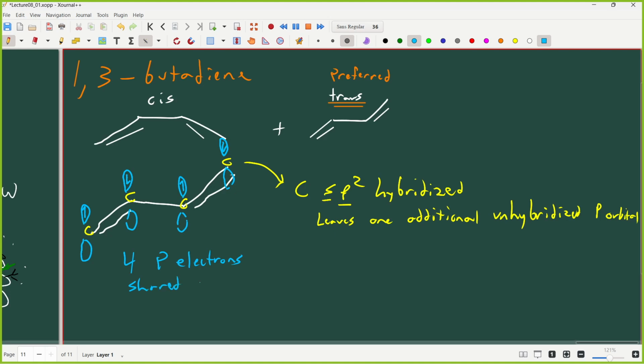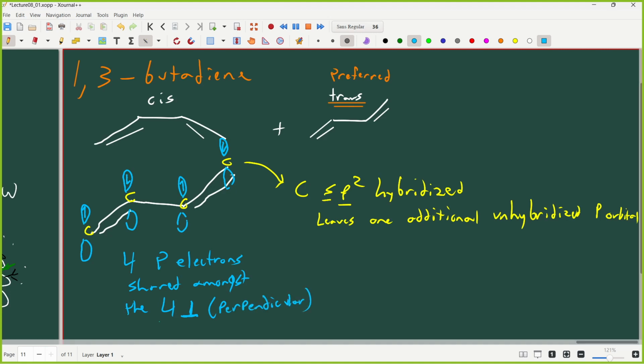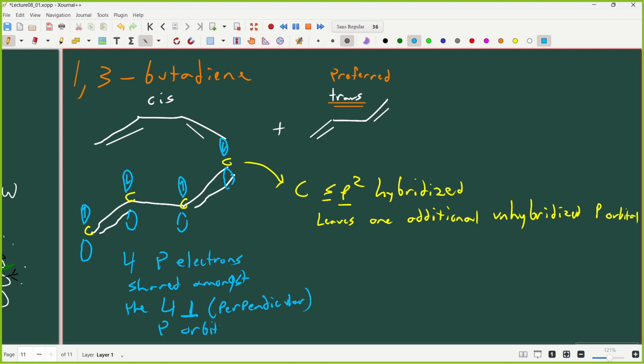shared amongst the 4 perpendicular p orbitals. We'll talk more about these, and we'll work out the math in detail later in the class when we talk about molecules. But again, I'm not using anything more interesting than regular old sp2 hybridization.